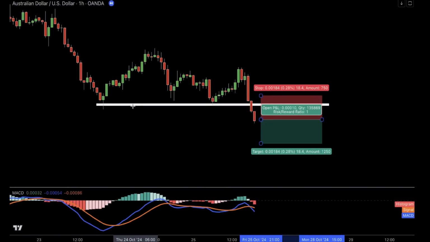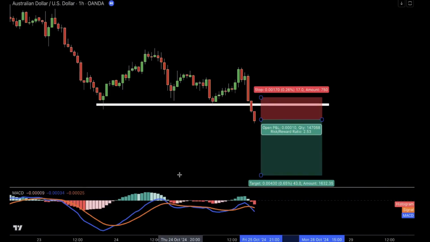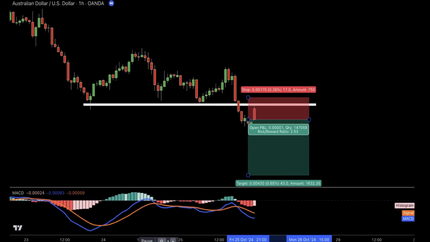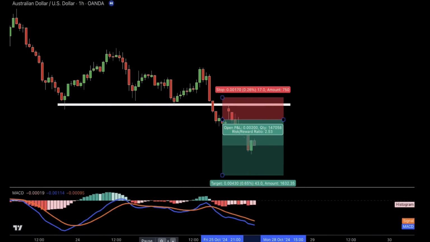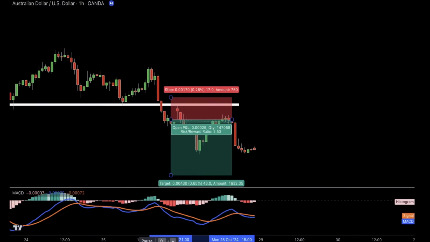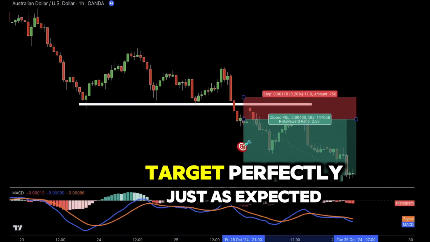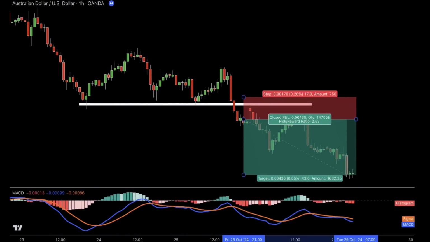Now that we have confirmation from both the MACD and the higher time frame, here's the trade setup. Place the trade at the close of the breakout candle on the hourly chart. Set your stop loss just above the broken support level, which now acts as resistance. And aim for the next significant support level, giving us a 2.5-to-1 reward to risk ratio. Watch what happened next. The market hit our target perfectly, just as expected.